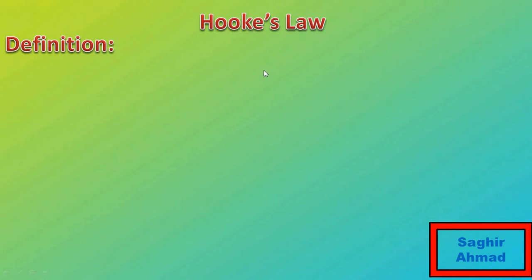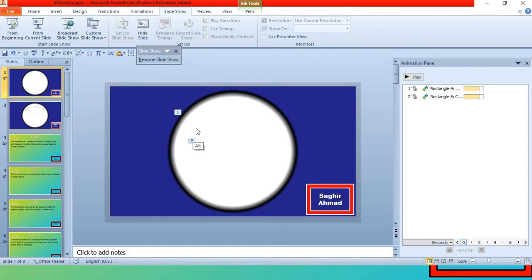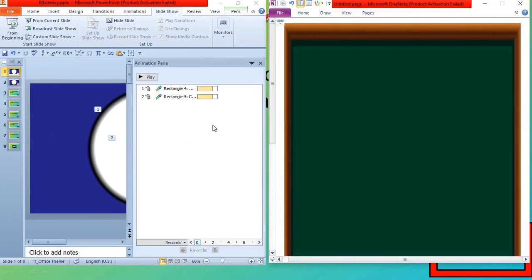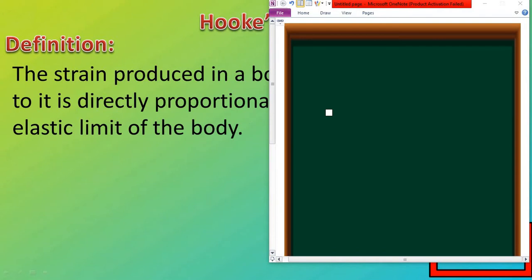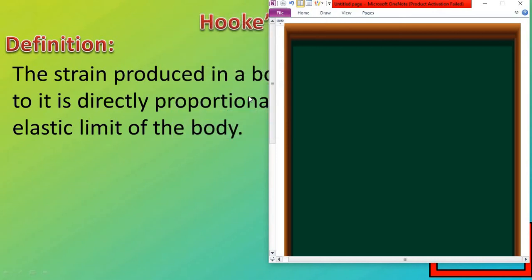Now we are discussing Hooke's law. The statement of Hooke's law is: the strain produced in a body by the stress applied to it is directly proportional to the stress within the elastic limit of the body. We write its mathematical form from the definition.